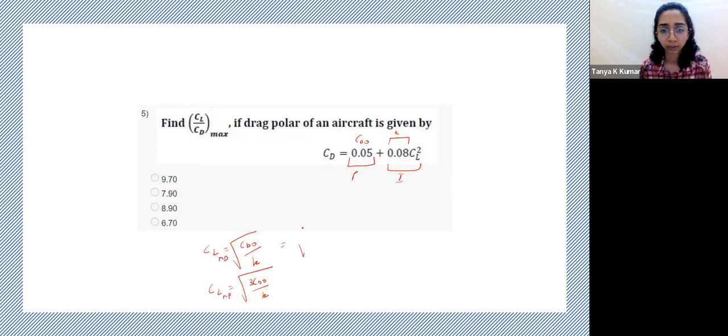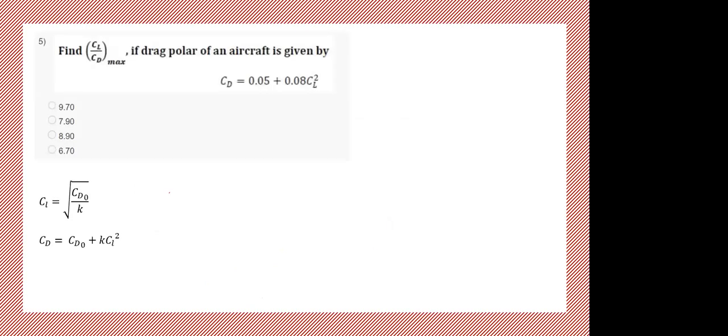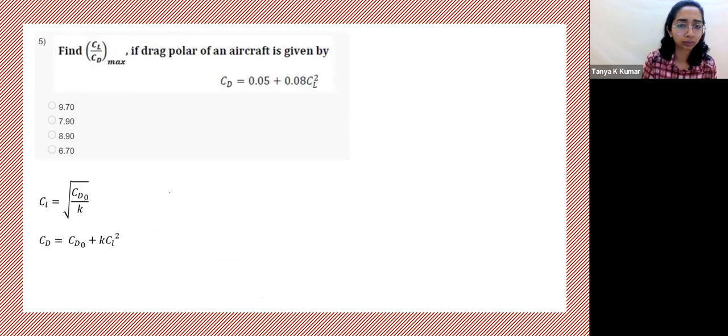So if I substitute the values, it is 0.05, by K is 0.08. What is this value? 7.9, right? Yes, ma'am. And these are just the equations that we just used.